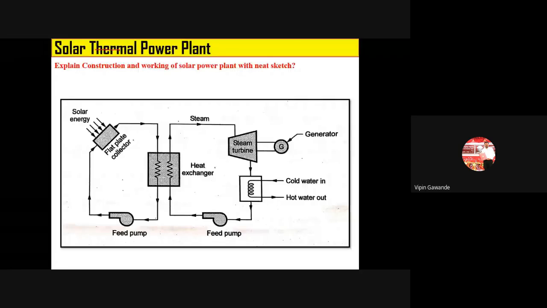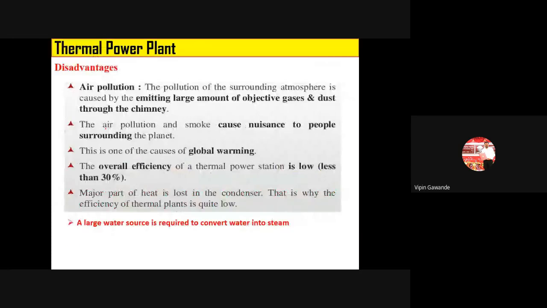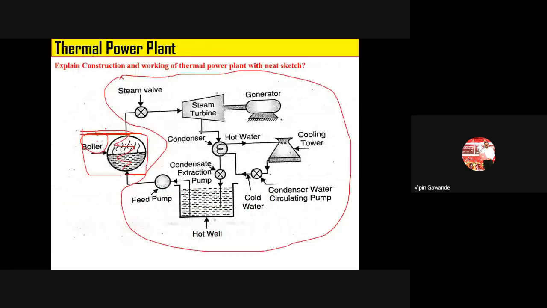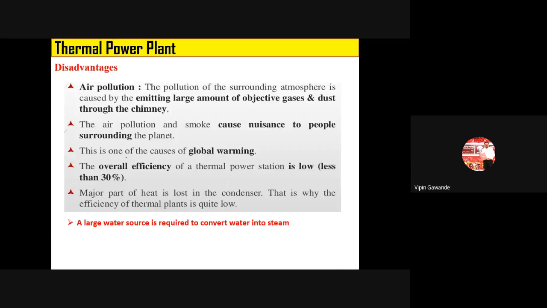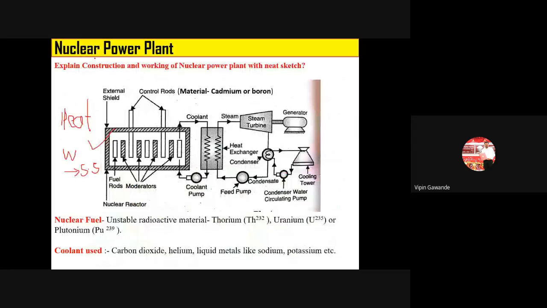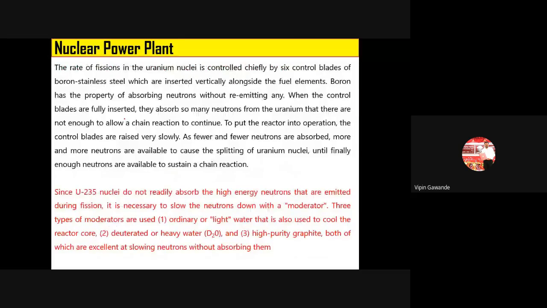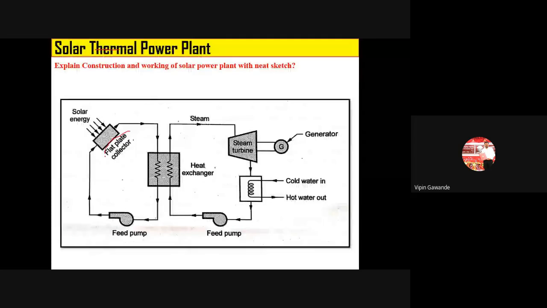See, these words are very important. Whenever there is the word thermal power plant, it means the conversion of heat energy into electricity. So there are three thermal power plants. One is solar, another is nuclear, and the first one is the original thermal power plant. The right hand side diagram is the same. We have replaced the boiler with the nuclear reactor, so it becomes a nuclear power plant. And if you replace this nuclear reactor with the flat plate collector, then it becomes the solar thermal power plant.